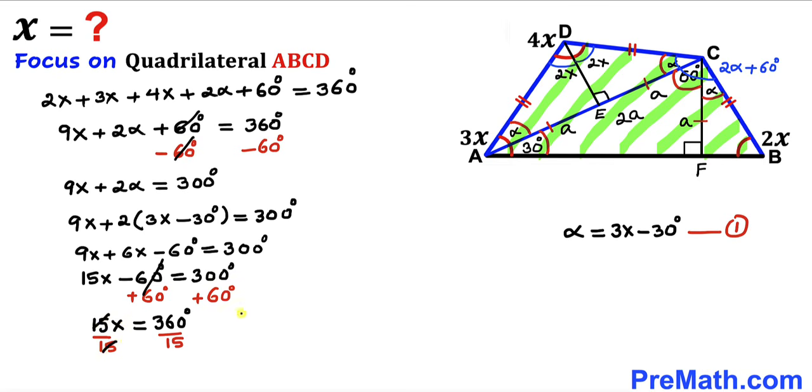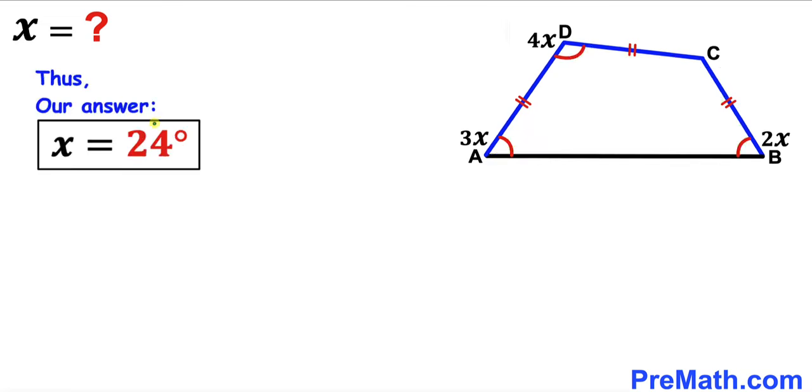This 15 and 15 are gone. So our angle x value turns out to be 24 degrees. Thus our angle x value turns out to be 24 degrees.